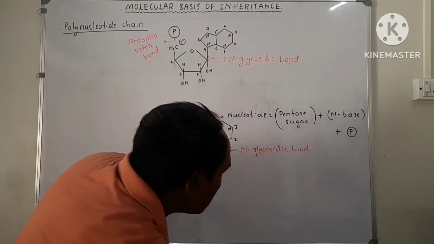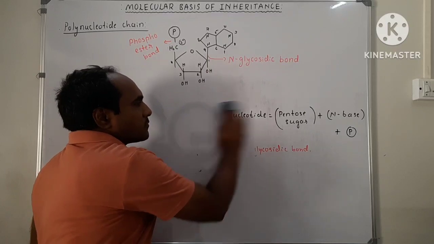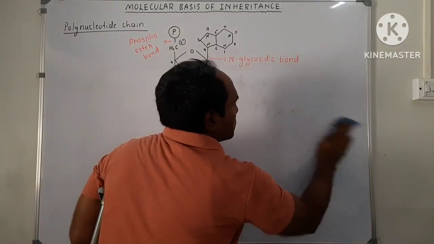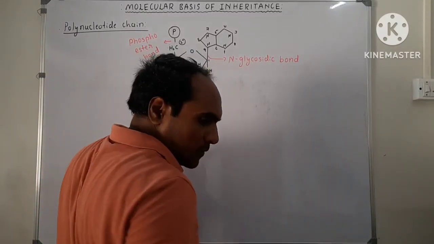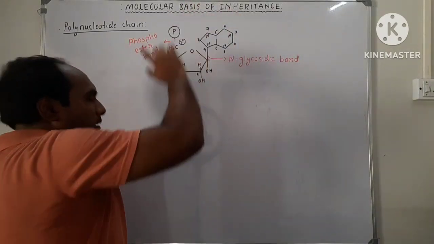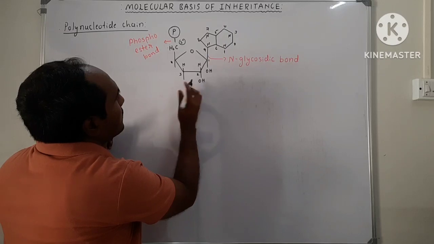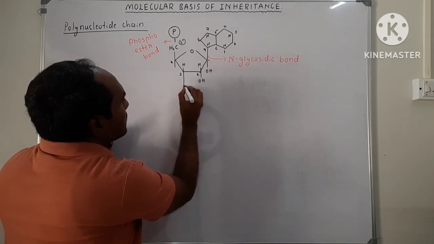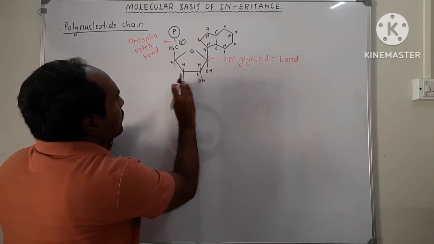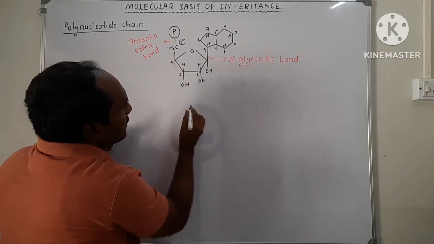Okay. And one more very important thing. See here. This is called what? Nucleotide. One nucleotide. I will draw one more nucleotide here.